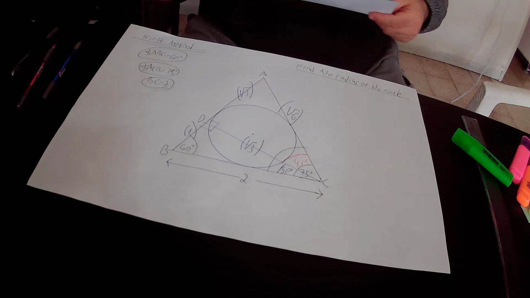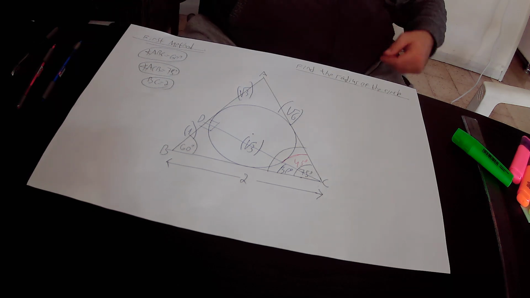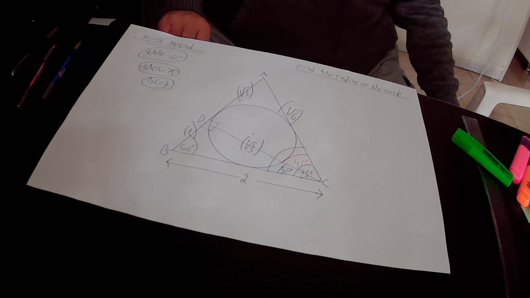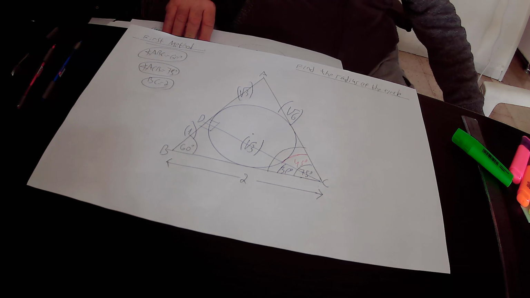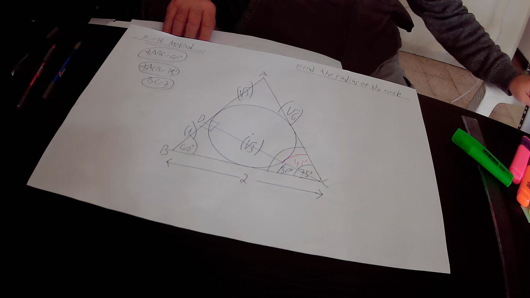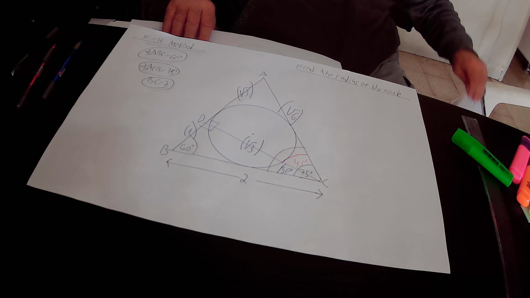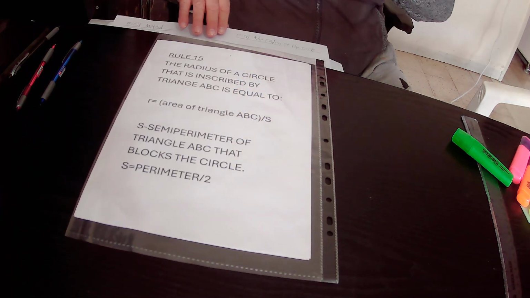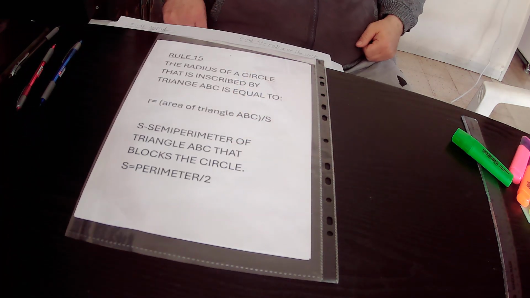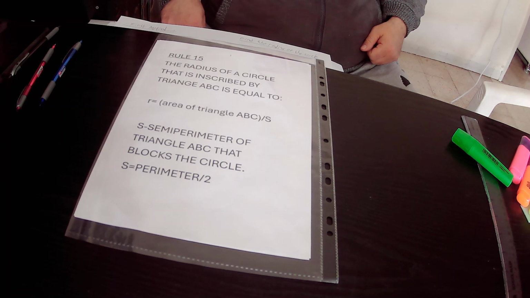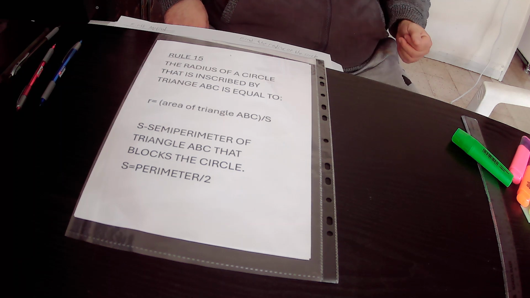Okay, in the next step, I present to you a new rule and implement the new rule in our drawing. The new rule is rule number 15. According to rule number 15, the radius R of a circle inscribed in triangle ABC, which could be any triangle, equals the area of triangle ABC over S, that is the semi-perimeter of the same triangle ABC.